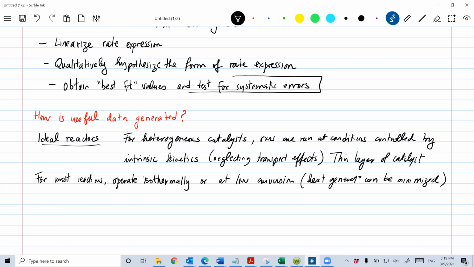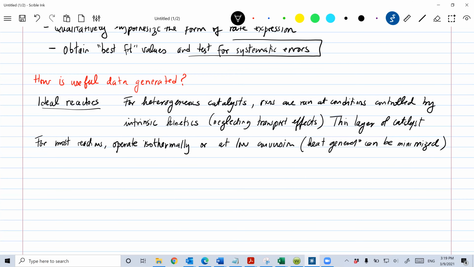So we talked about how we can do this with our ideal reactors. One of the first reactors we've dealt with are CSTRs. They're often called gradient-less reactors, gradient-less meaning there are very small concentration gradients, little to no concentration gradient. So that is by definition.